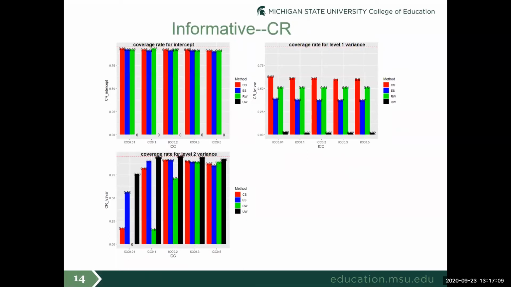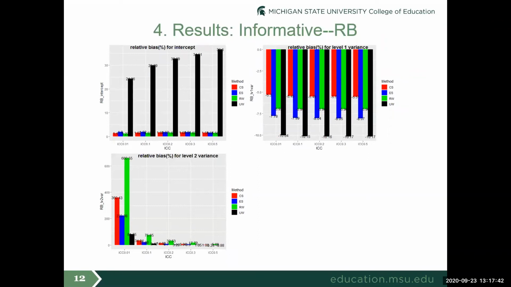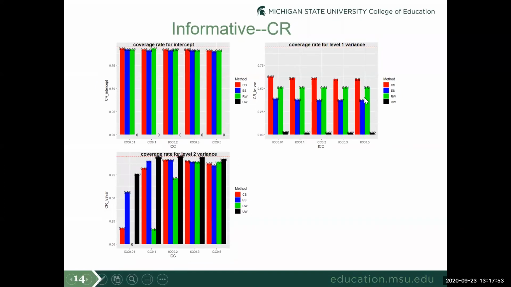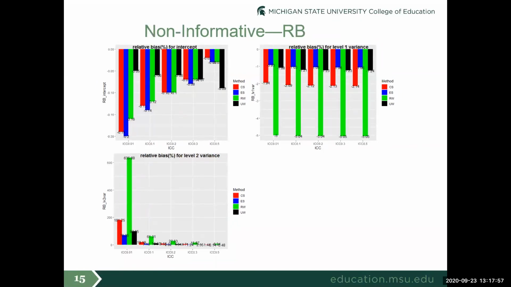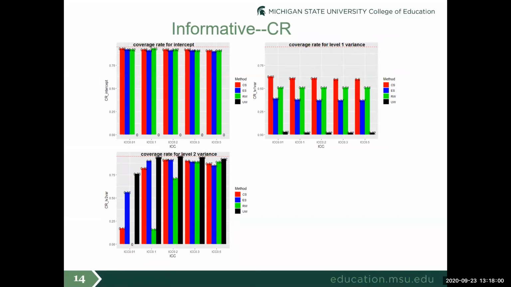So in terms of coverage rate, on average, the coverage rate in the informative condition is lower than that in the non-informative condition. The most variability occurs for the intercept in the informative condition, but level 2 varies in the non-informative condition. The unweighted estimator, this black bar, has substantially higher relative bias for the intercept and for level 1 variance, which leads to poor coverage rates for both of them.